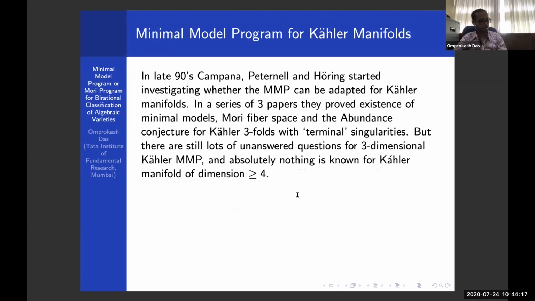So in one minute, let me say that the minimal model program is there for characteristic 0, and in positive characteristic you only know it up to dimension 3. In characteristic 0 we know a lot, but still not the complete thing. And all of those are projective varieties. But there is a new thing, the minimal model program for Kähler manifolds, which are not projective. This was started in the late 90s by Campana, Peternell, and Höring. They showed a lot of the cases in dimension 3. This is the thing that I am currently interested in.